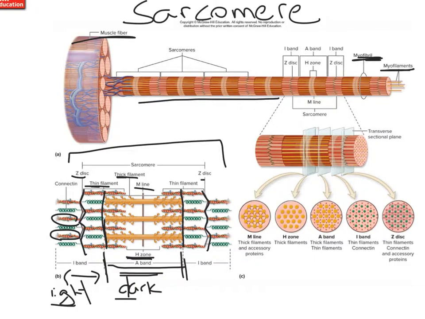The H zone is the center of the A band, and the H zone is the region where all you have is thick filament. So there are no thin filaments. This is the region of just thick filament. The I band is the region of just thin filaments. In the A band, you have overlap of thick and thin filaments on the edges of it. And the M line, this center piece here, is an attachment site for the thick filaments.